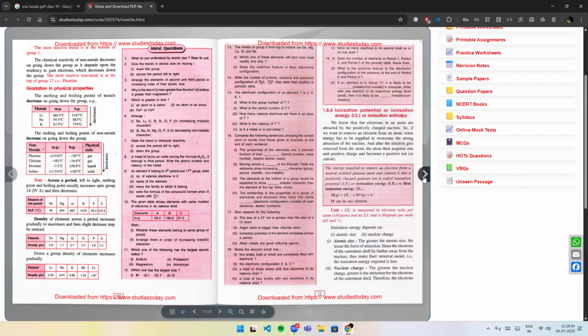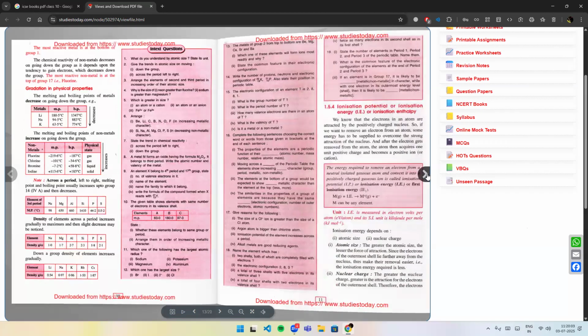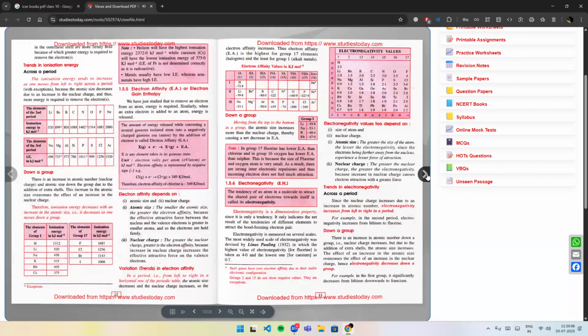Nuclear charge. Greater the nuclear charge, greater is the attraction for the electrons of the outermost shell. Therefore, the electrons in the outermost shell are more firmly held, because of which greater energy is required to remove the electron. Trends in ionization energy across a period. The ionization energy tends to increase as one moves from left to right across a period, with exceptions, because the atomic size decreases due to an increase in the nuclear charge, and thus more energy is required to remove the electrons.